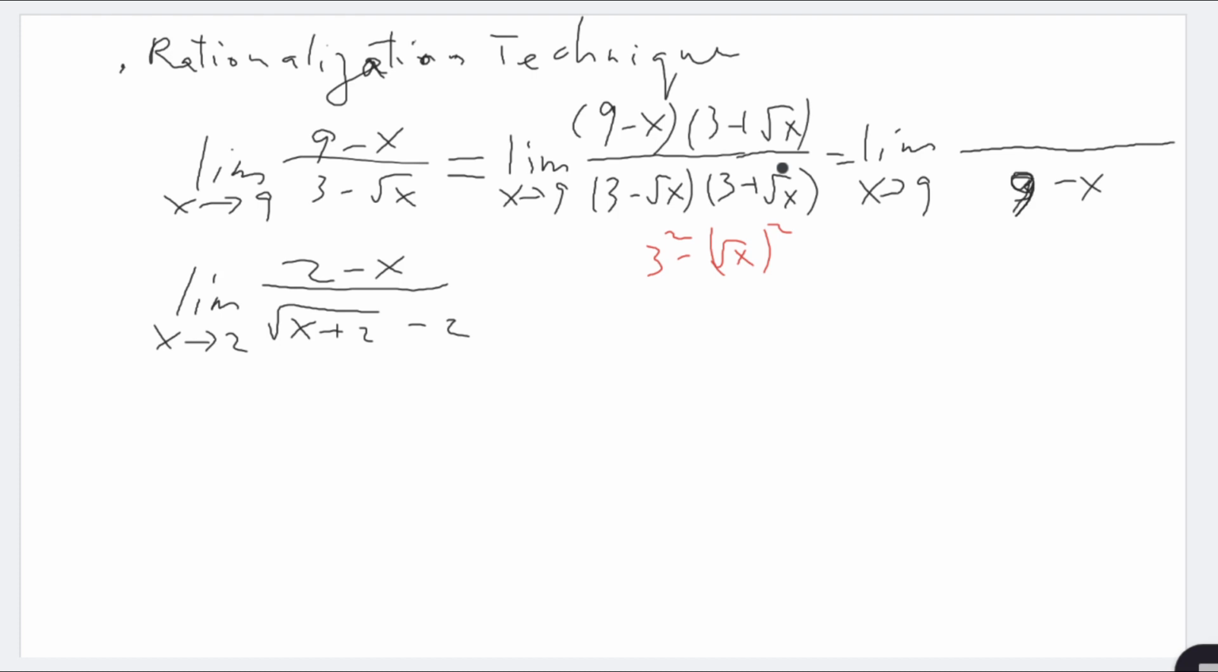9 minus x. The top we actually don't multiply out. The reason is, first of all, our focus is to rationalize 3 minus square root of x only. Once we get what we want to achieve, 9 minus x, that's good enough. The top, we don't need to rationalize anything. As a matter of fact, we should not multiply out.